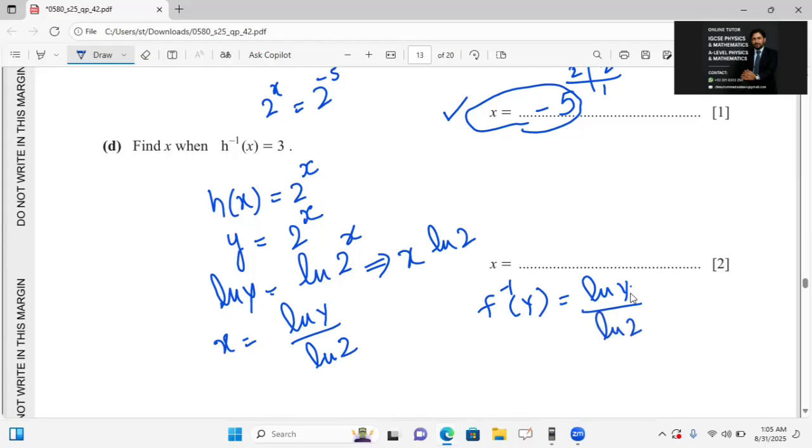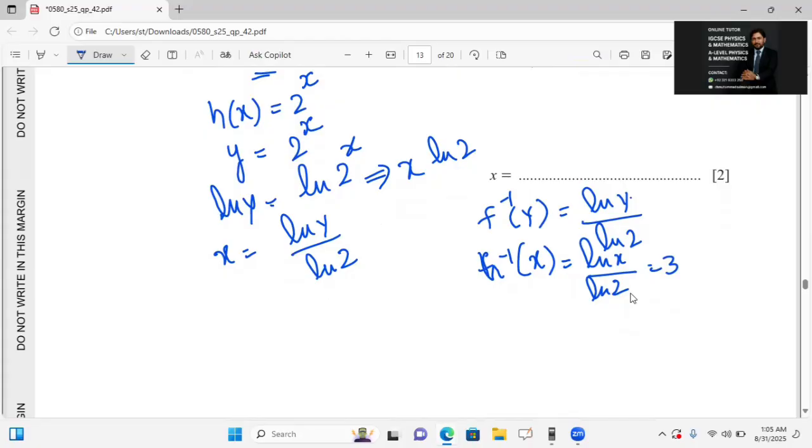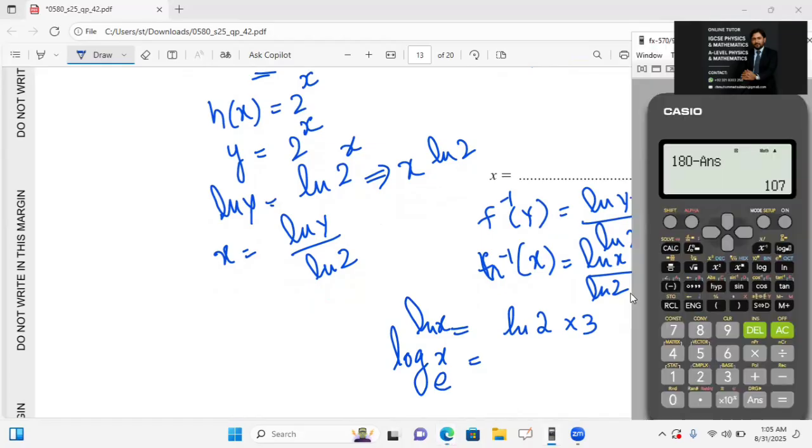So this is your h inverse of x. h inverse of x is equal to ln x over ln 2. From here, when I take this, as he said, this is equal to 3. When I simplify it, I will say ln 2 multiplied by 3 is equal to ln x. From here, I can take log x to the base e is equal to ln 2 multiplied by 3.